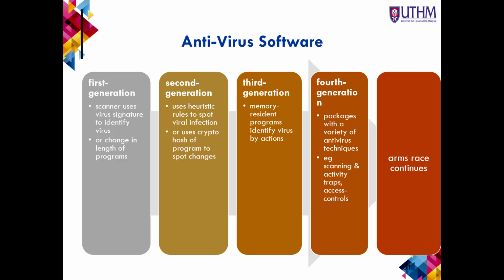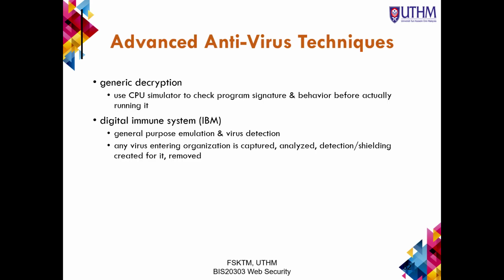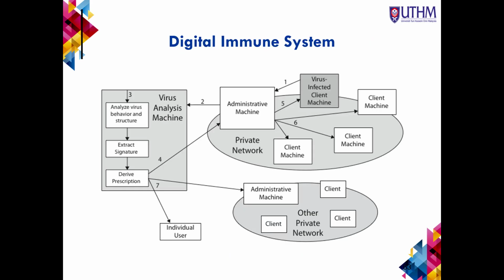Okay, so this is the digital immune system. As you can see, they have seven steps. This is how they identify this. Once a new virus is identified, the administrative machine will send a sample of the virus for analysis. We have a virus analysis machine that analyzes the virus behavior and structure, extracts the signature and derives a prescription.